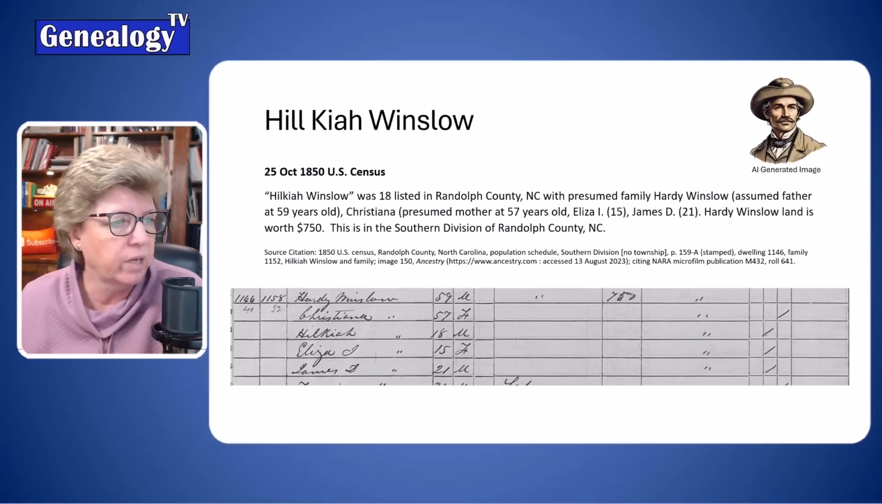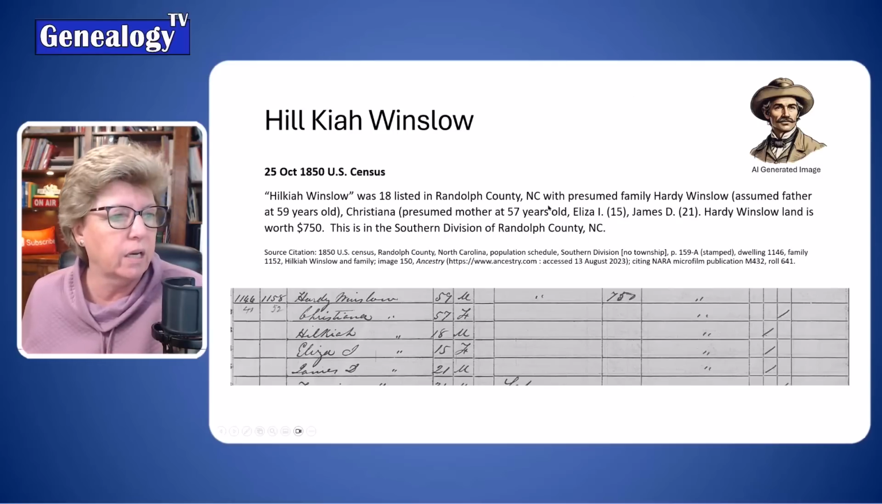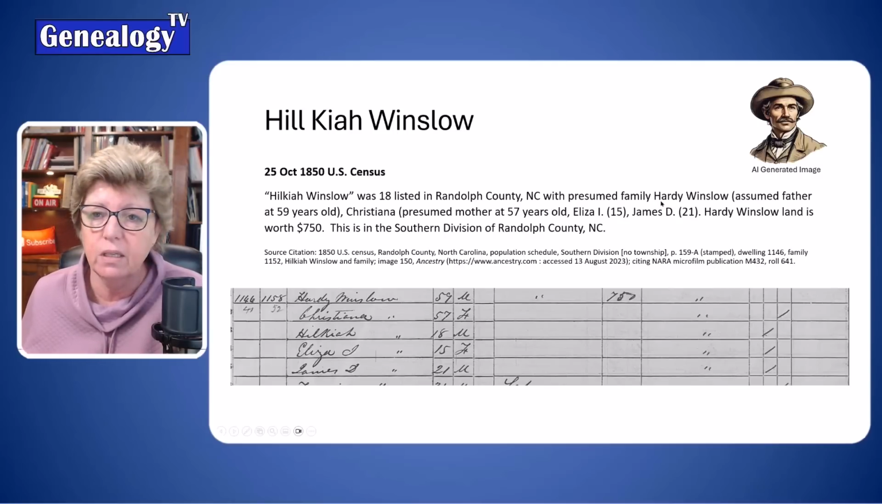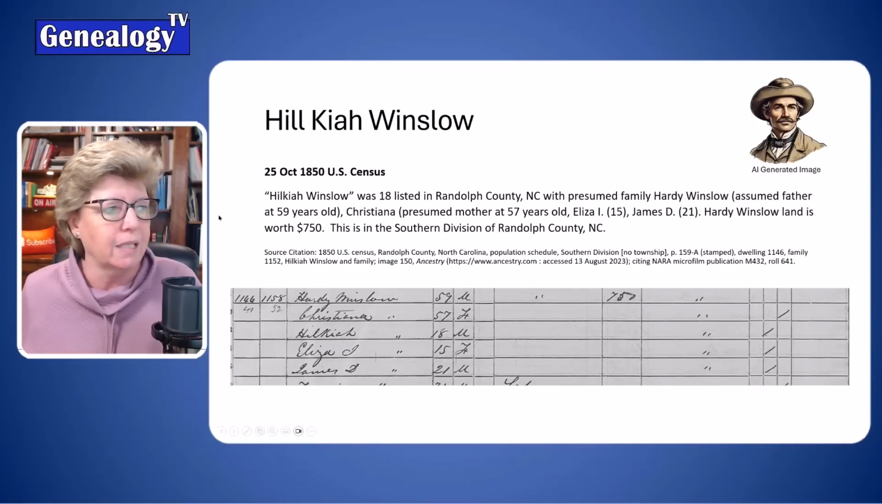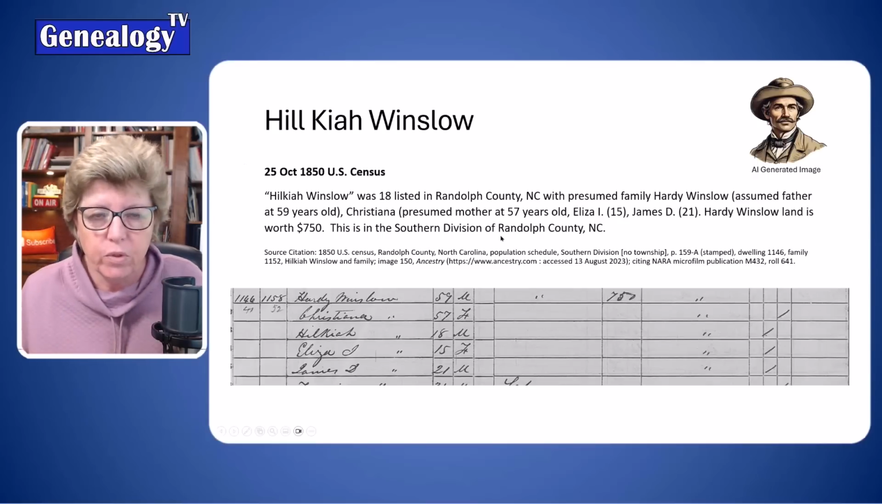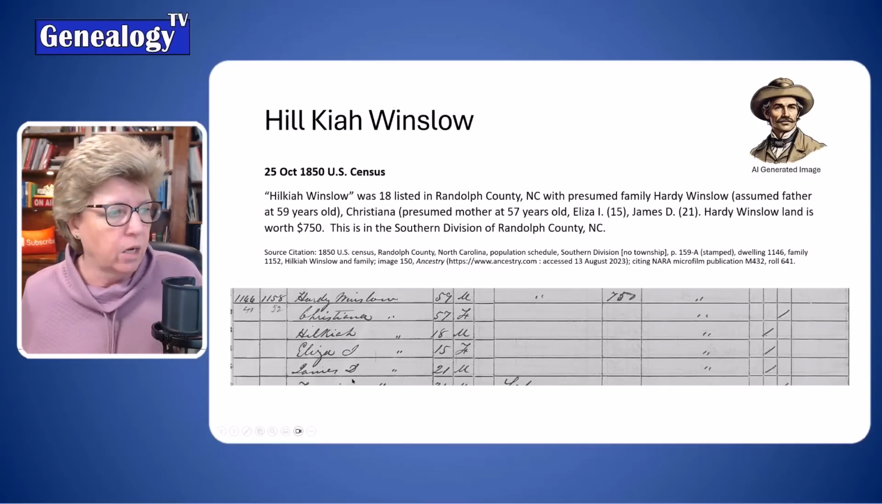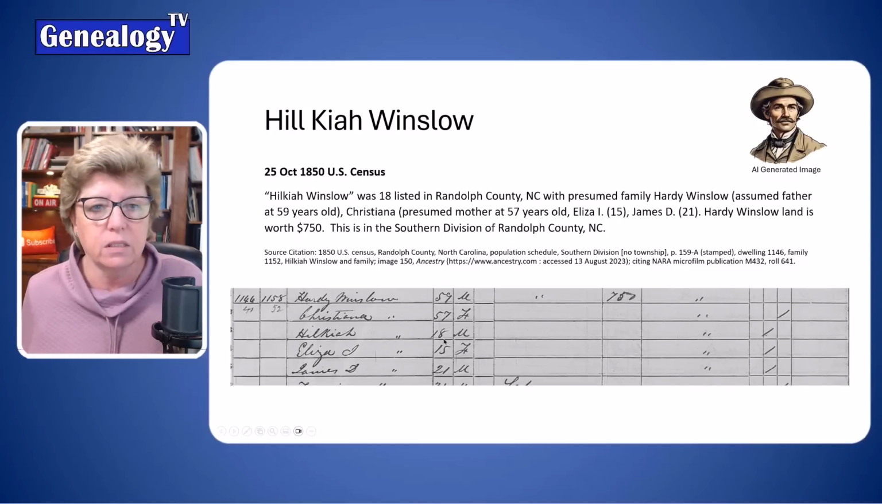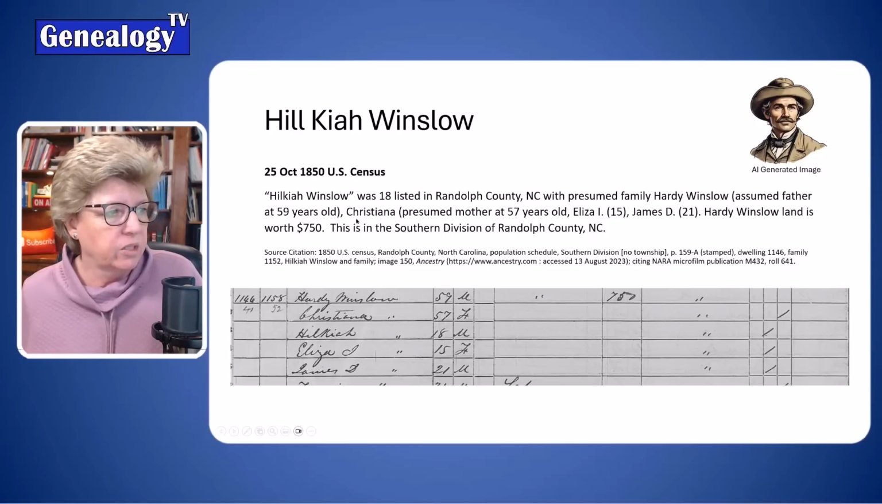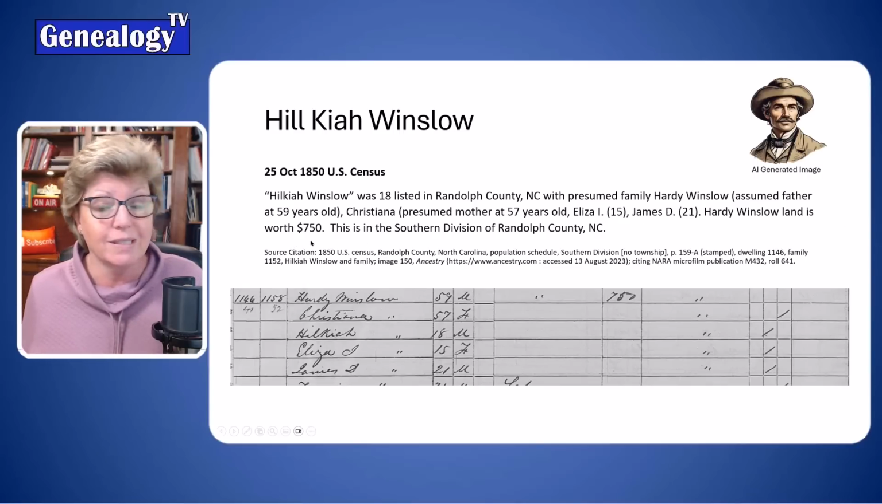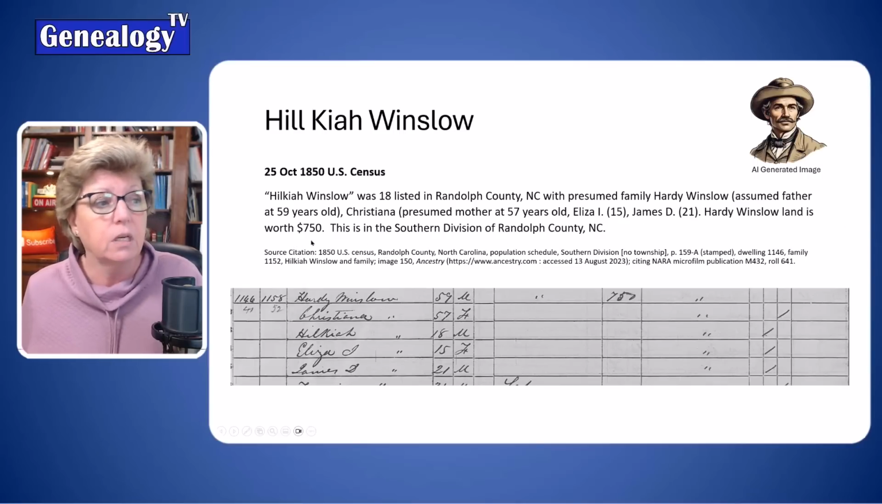He's 18 years old in Randolph County, North Carolina, with presumed family Hardy Winslow. Now, I put that in there because I didn't want to assume, because in 1850, the relationship is not noted in the census records, okay? And I went on to mention that there's a presumed mother and some other children. Hardy Winslow's land is worth $750.